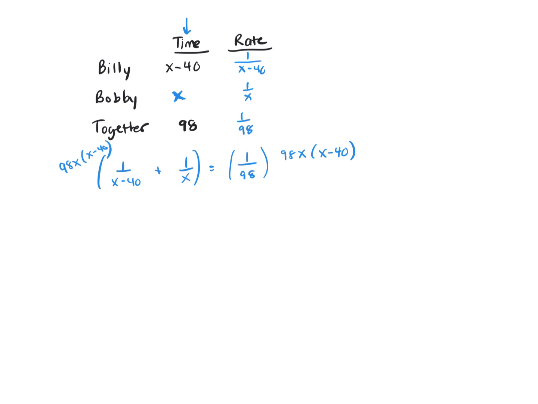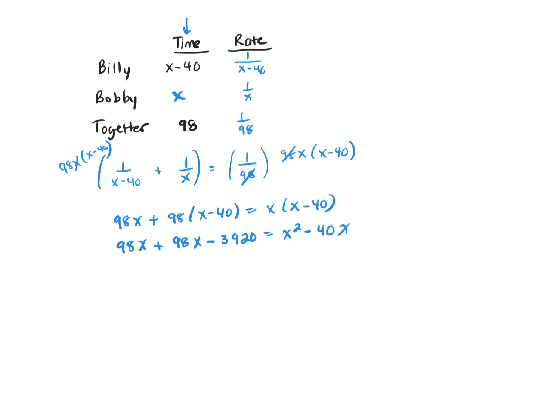When you multiply through with that LCD, multiplying it times 1 over X minus 40 leaves you 98X, plus, here the X's cancel, and you're left with 98 times X minus 40. Here the 98 cancels, and you're left with X times X minus 40. And we want to solve this equation for X. So this is 98X plus, distributing the 98, 98X minus 98 times 40, which is 3,920, equals X squared minus 40X.